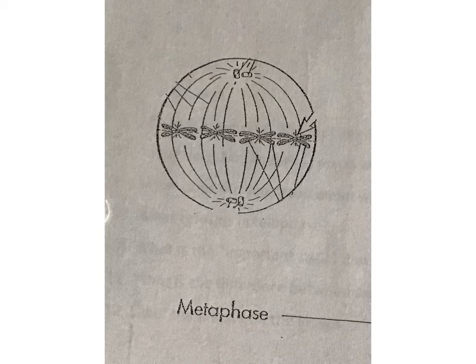So in metaphase, as you can see, all of the chromosomes have aligned themselves along what we call the equator. So their centromere is on the equator, and all of the spindle fibers coming from the centrioles are lining up with those chromosomes. In this particular cell, this would be an organism that has 4 chromosomes as its diploid number. So that would mean that, like 46, this would have 4.